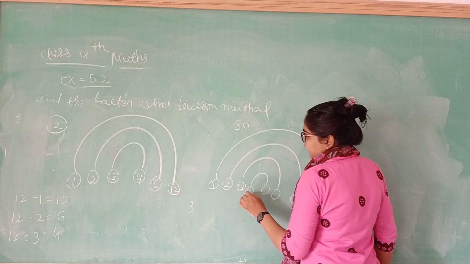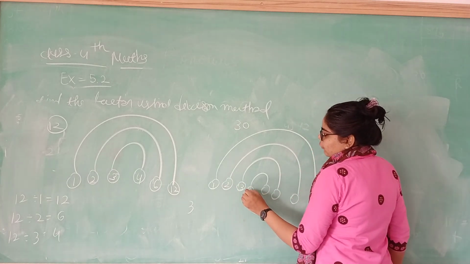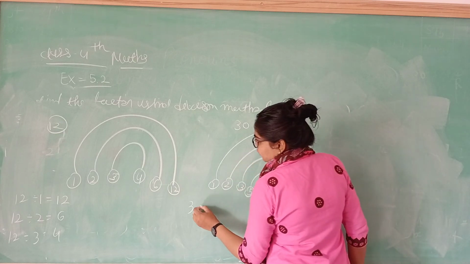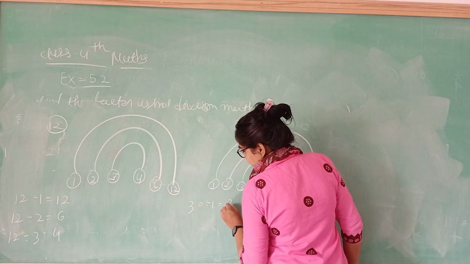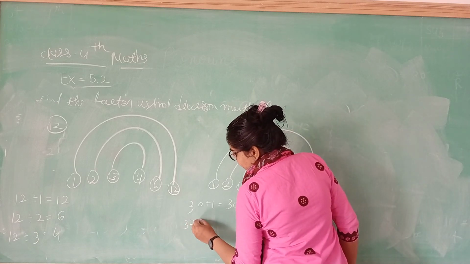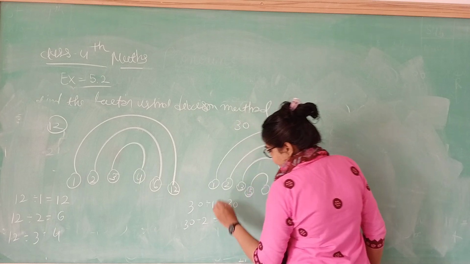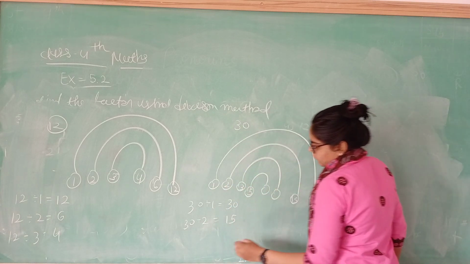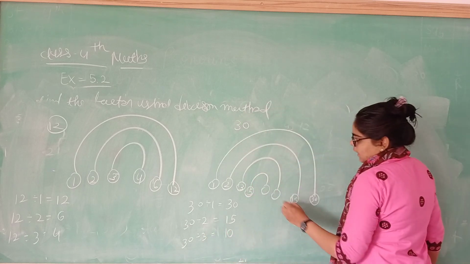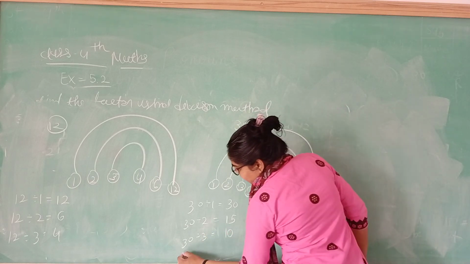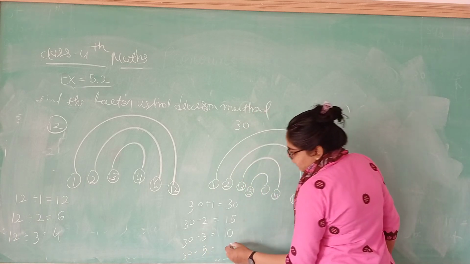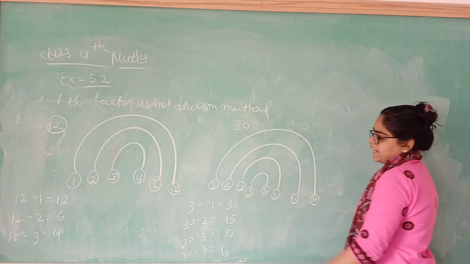1, 2, 3. Okay. 4 does not divide 30. So 5. So 30 divided by 1. What answer do we get? 30. Then write down 30 here. Then 30 divided by 2. What answer do we get? 15. Then write down 15 here. 30 divided by 3. What answer do we get? 10. Then write down 10 here. 30 divided by 4 is not possible. Okay, so 30 divided by 5. What answer do we get? 6. So I write down 6 here.